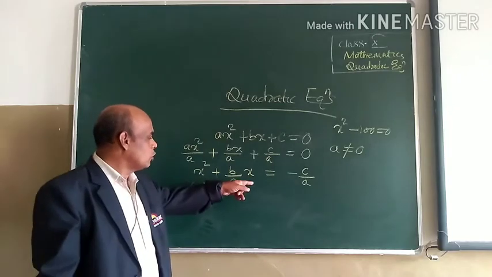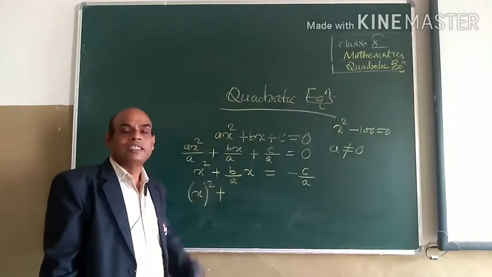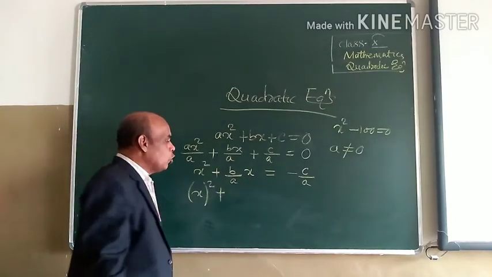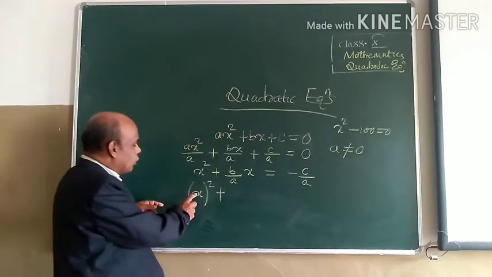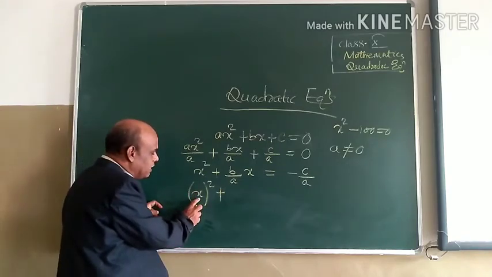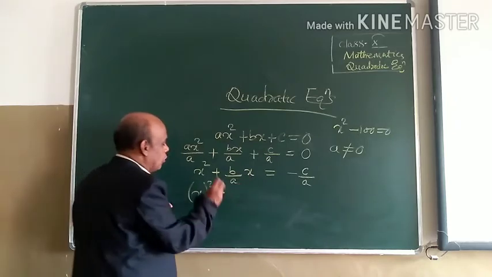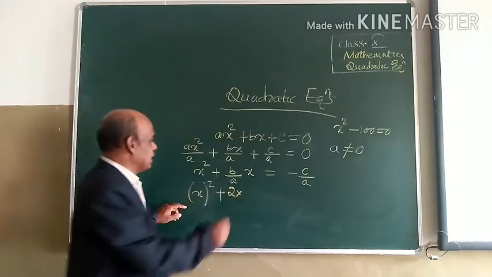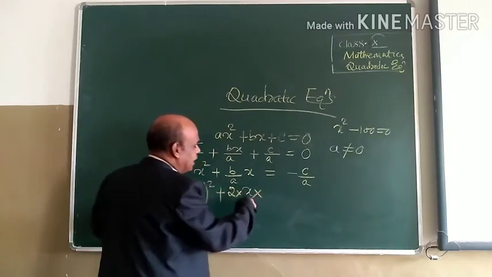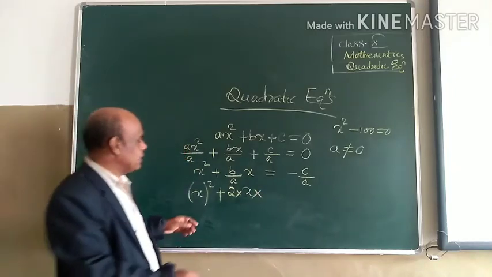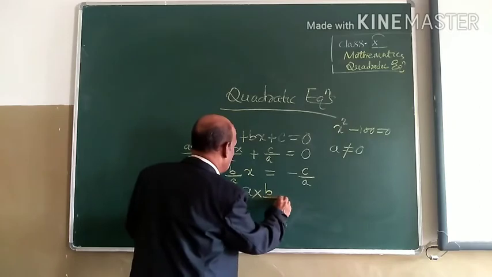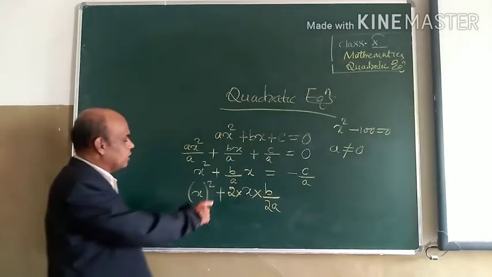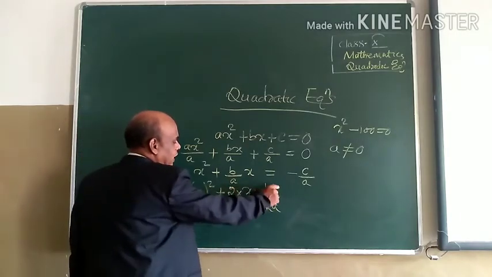So now I want to write this one into a plus b whole square form, and this one will be 2ab. Why 2ab? Because if you say this one is a, and a is already here, I will write 2 into a, a meaning x. Then b, ultimately I will write b by 2a. Why will I write b by 2a? Just to calculate the middle term.